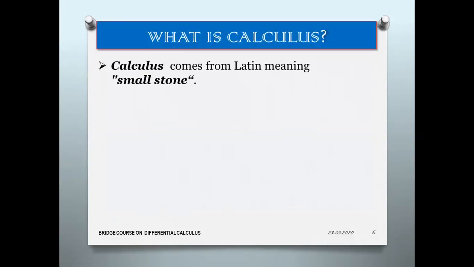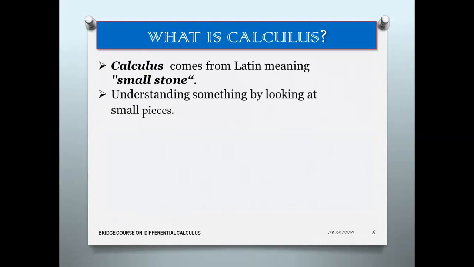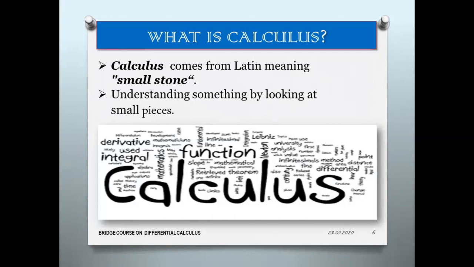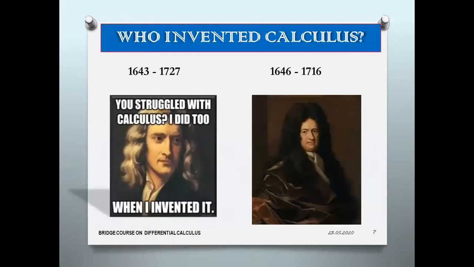Now, what is calculus? Calculus comes from Latin meaning small stone. That is, when we have some complex things, it will be easy for us to understand when you look into small pieces. Who invented calculus? So I hope you remember these people who are in this picture. This is Leibniz, and this is Newton. Of course, Newton also struggled with calculus when he invented it.